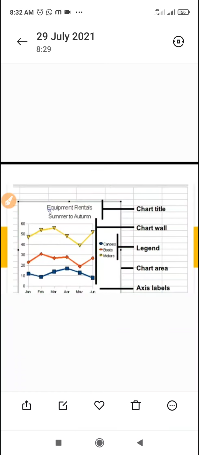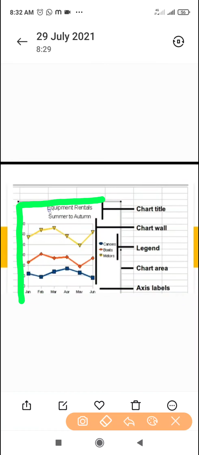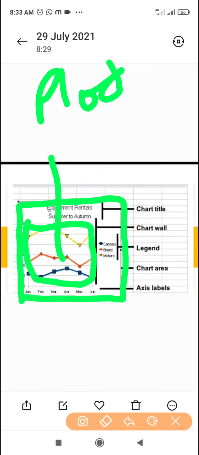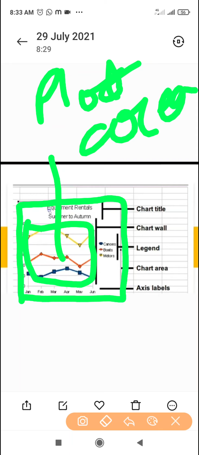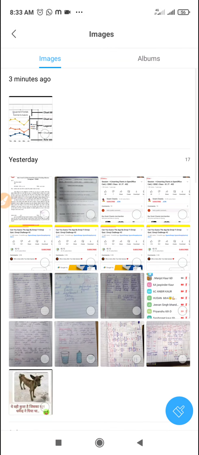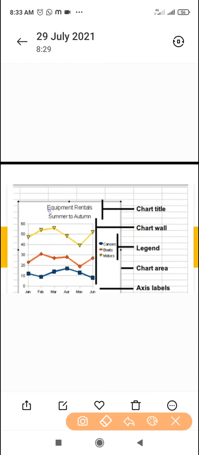What is the chart area? This big box where all the components of the chart are enclosed is known as the chart area. The area where your actual chart is, inside that box, is known as the plot area. You can also say that the lines are known as chart walls, which are used to differentiate one component from another.